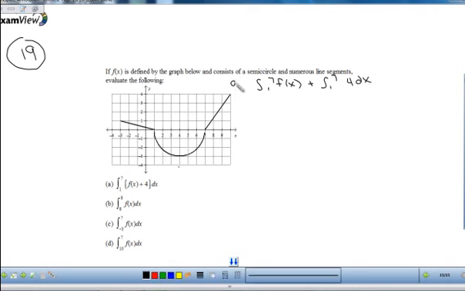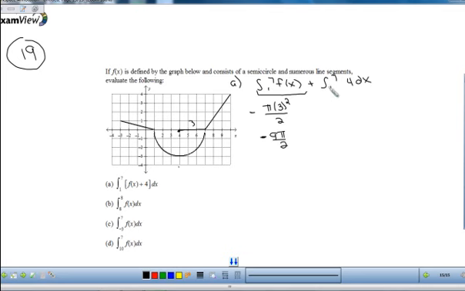Okay, so here's A. This means find the area under the curve between 1 and 7. So that's half the circle with radius 3. So I'm going to have pi r squared divided by 2. And because it's below the x-axis, it's going to be negative. So I'm going to have negative 9 pi over 2.